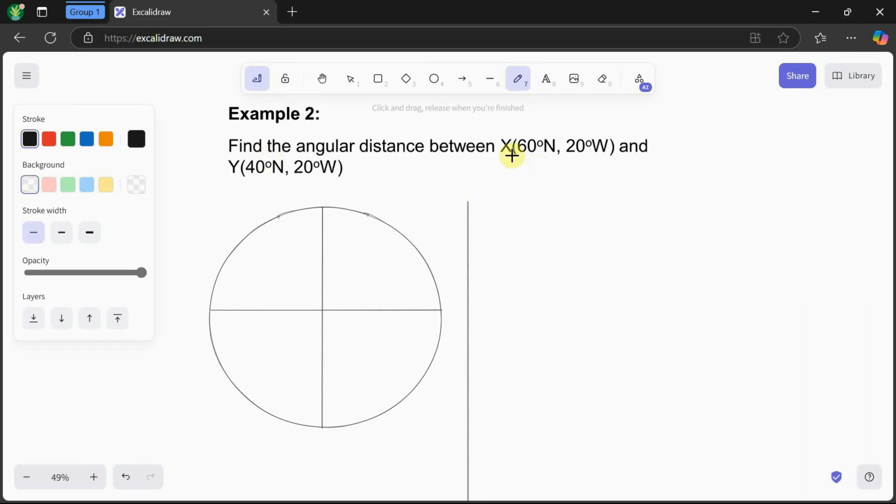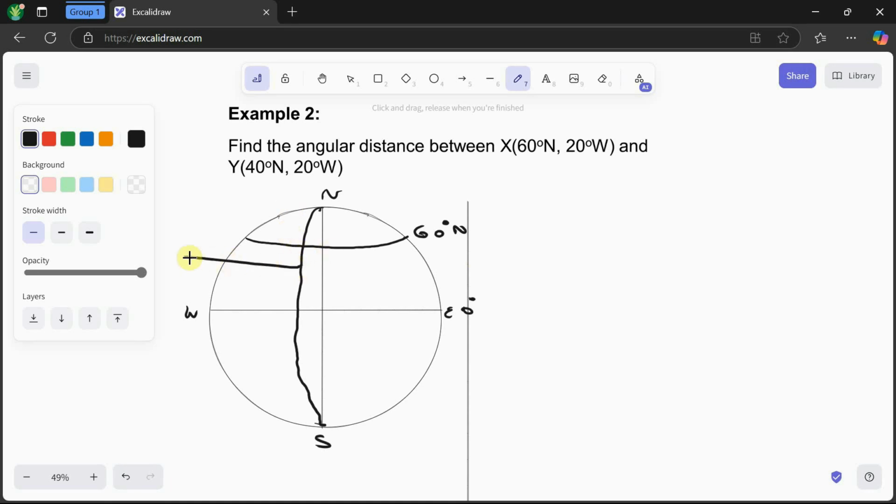So point X is at 60 degrees north and 20 degrees west. But let me label. These are north, these are south, these are west, these are east, and this is also our equator, so this is my 0 degrees. So to solve this, X is at 60 degrees north and 20 degrees west. So 60 degrees north will be somewhere here. So let me just draw this. Great. So this west, if this is 20 degrees, remember this is 0 to 180, so 20 degrees will be somewhere here. So this is 20 degrees west.